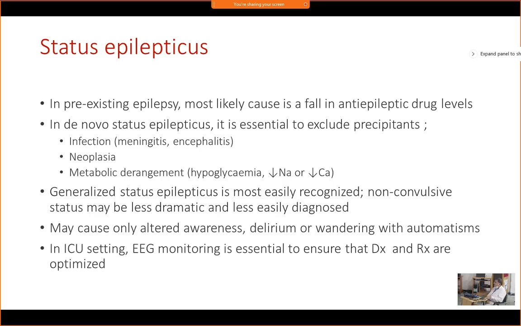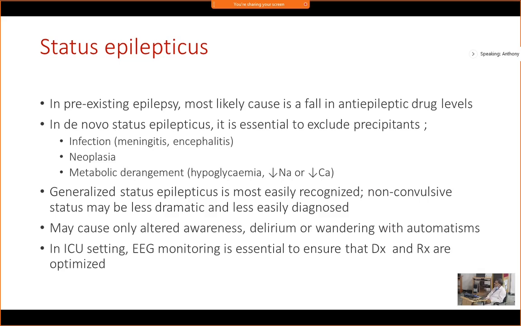Sometimes status epilepticus may be the initial diagnosis. How does it come about? By some precipitating factors like infection, malignancies, or metabolic derangement like hypoglycemia, hyponatremia, hypocalcemia. The convulsive types of status epilepticus are very easy to diagnose, like the GTCS, but the non-convulsive patterns may be difficult to diagnose, because you don't know which parameter to look for to say that the person is continuing with the seizure. This may be altered awareness, delirium, or there might be automatism. The person may have automatism and keep on wandering from here to there.